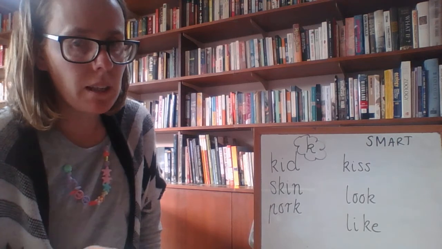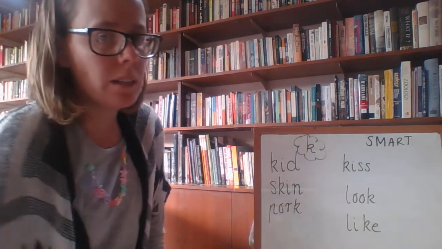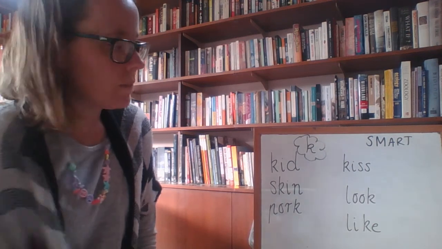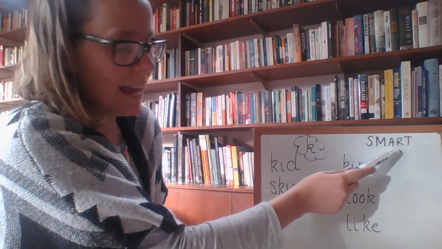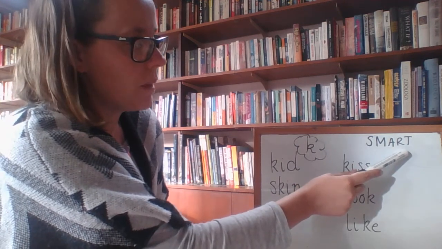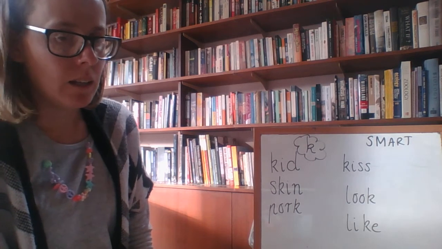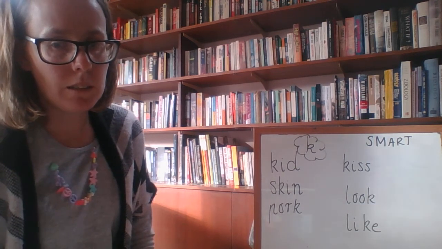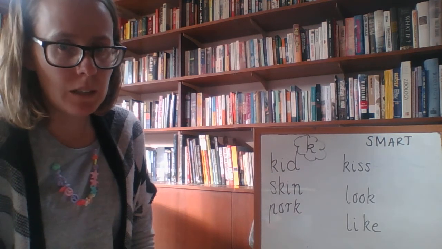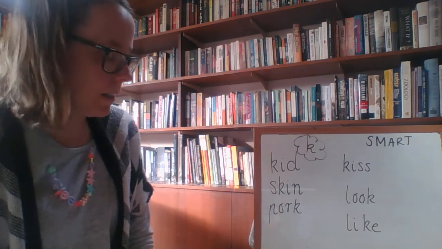So our words are kid, skin, pork, kiss, look, and like. And just like we did last week, the way we go through them is using our SMART spelling sequence, where we have say the word, discuss the meaning, analyze the word, remember the word, and teach the word. Okay. Let's get started. In class, we normally go through this really quickly. It doesn't usually take more than 5 minutes. It's pretty fast paced, so we'll try and do the same thing here.